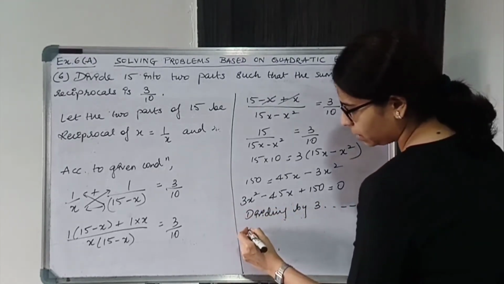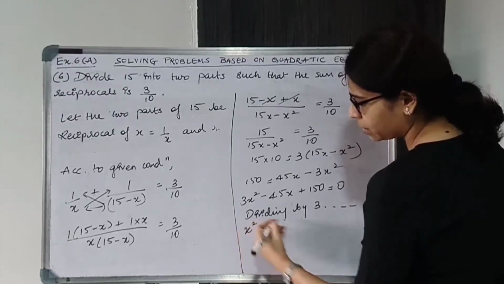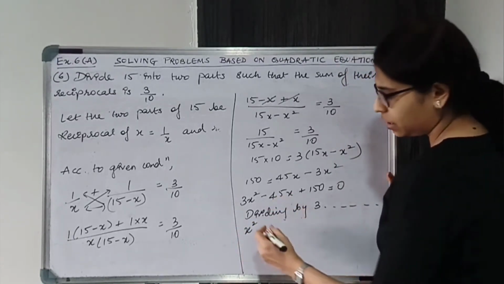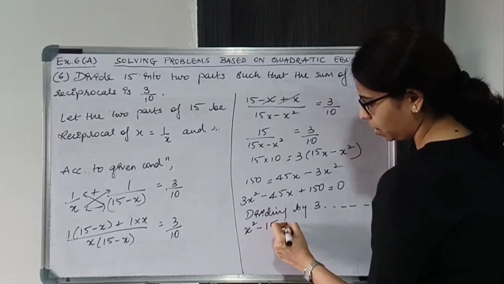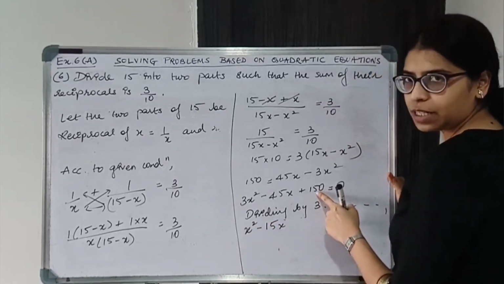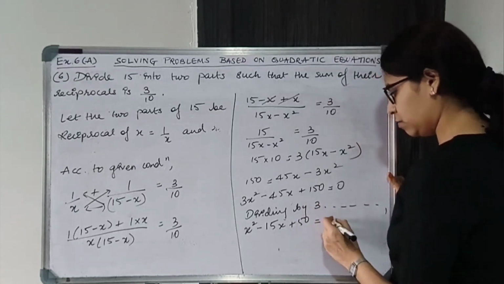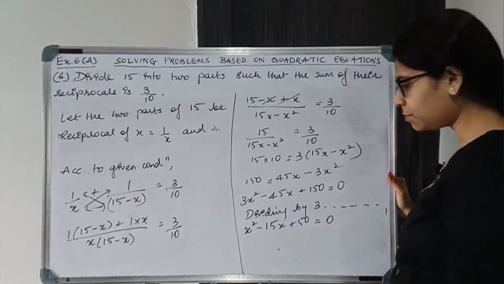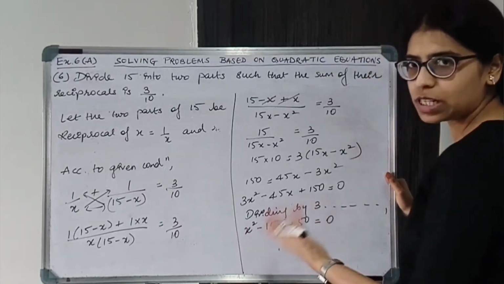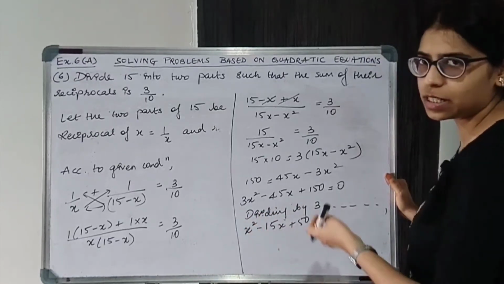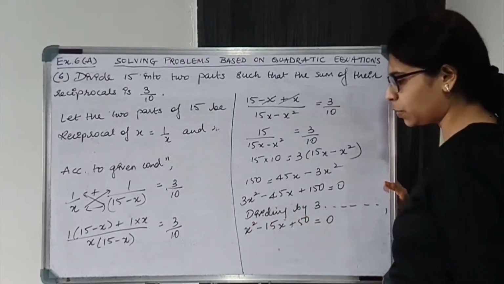So just write down, dividing by 3 throughout. So 3 by 3 is 1, so x square. 45 by 3 is 15x. 150 by 3 is 50, and 0 by 3 is 0. Okay. You can also divide. Okay, that step I have cut. You can follow the steps and get this equation.